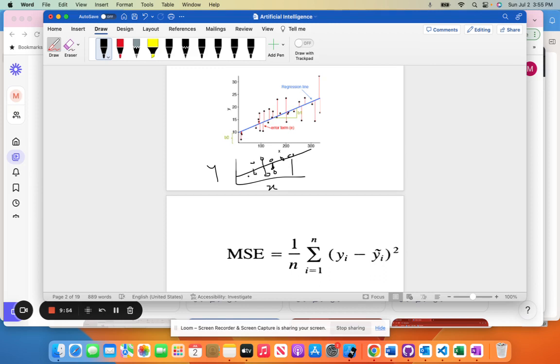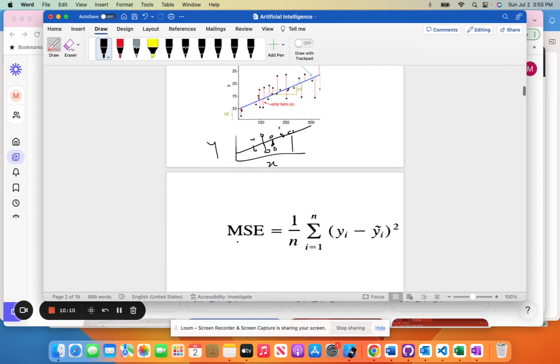So what does this mean? The error is the least square, and we simply call it mean square error. The formula for the mean square error is MSE is equal to 1 over n, the sigma or the sum from i equal to 1 to n of yi minus y-hat i, the square of this, yi minus y-hat i.